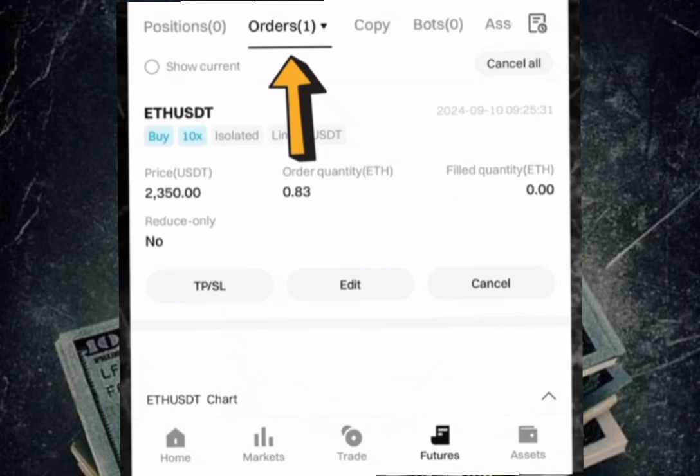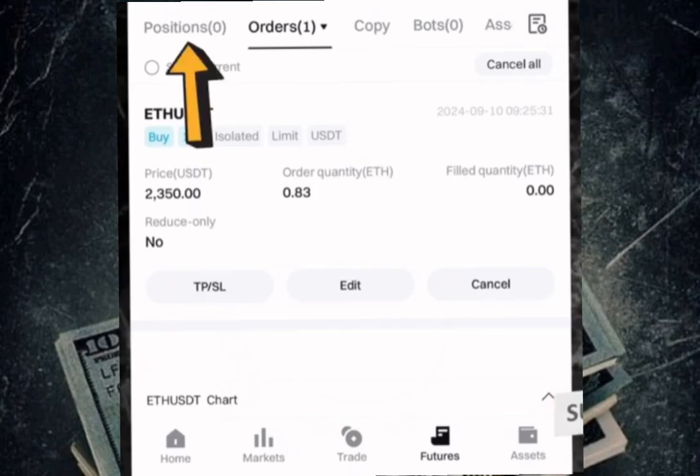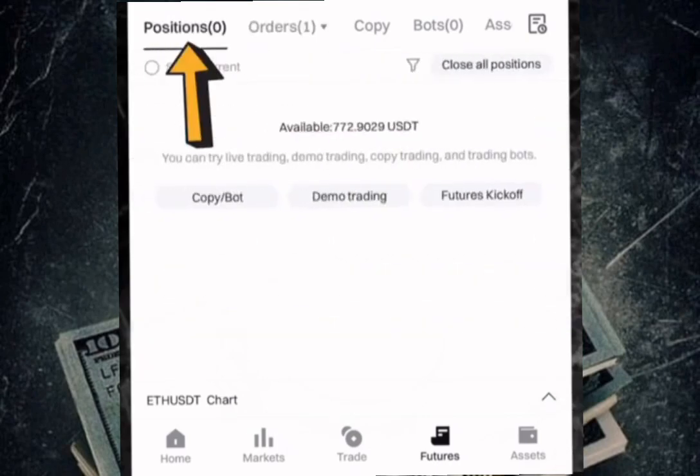It will be under it. So any trade under order means that it has not been executed. So when the price of ETH gets to 2,350, the trade will move under positions right here. So you have positions. Once you click on it, the trade will move under positions right here.